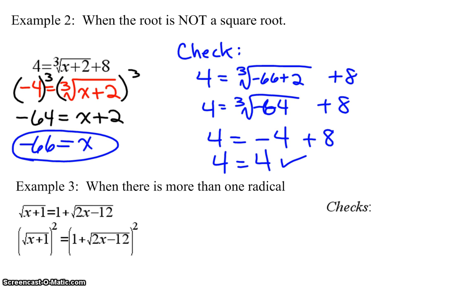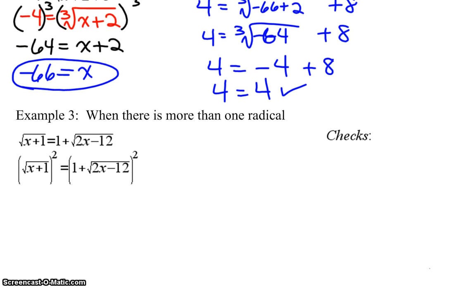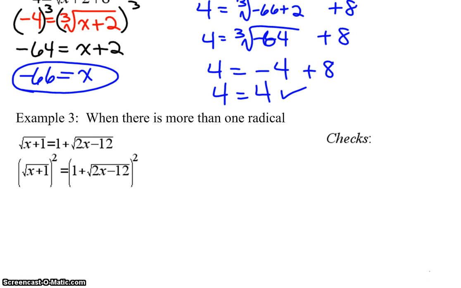Now let's look at example 3. This is the trickiest problem of them all because we do have 2 square roots, or 2 radicals in it. First, we need to check the domain for both radicals. For the first one, I'm going to have x plus 1 has to be greater than or equal to 0. So far I know my x values have to be greater than or equal to negative 1.